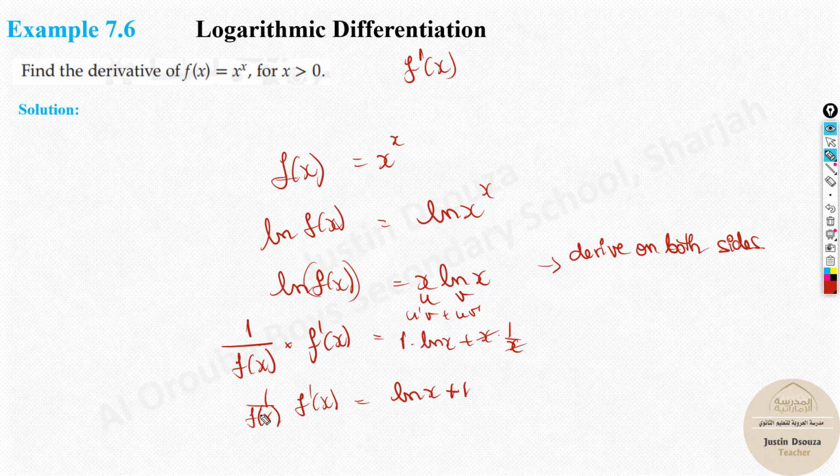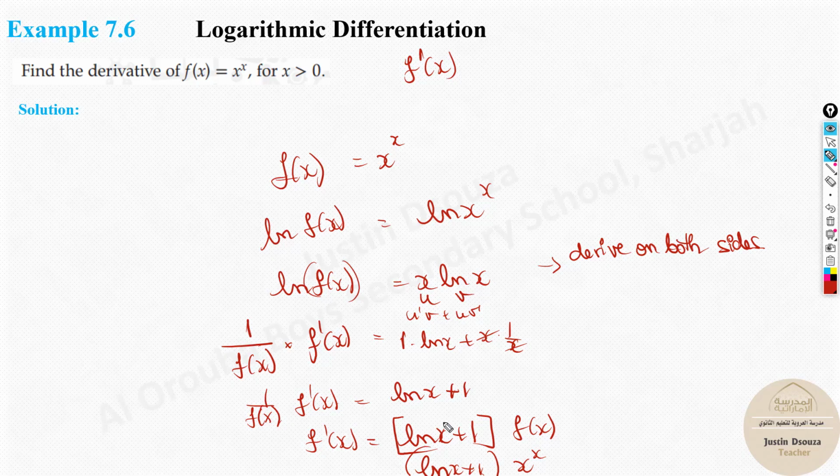So whatever f of x is there, bring it to the other side. So f dash of x is equal to ln x plus 1 multiplied with what? Multiply it with f of x. Now what is f of x? F of x is this. So you can write ln x plus 1 multiplied with x power x. This is the final answer.